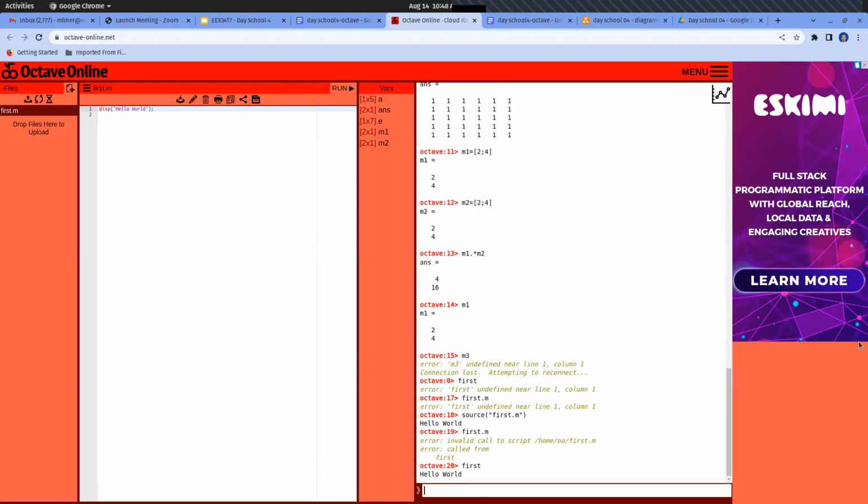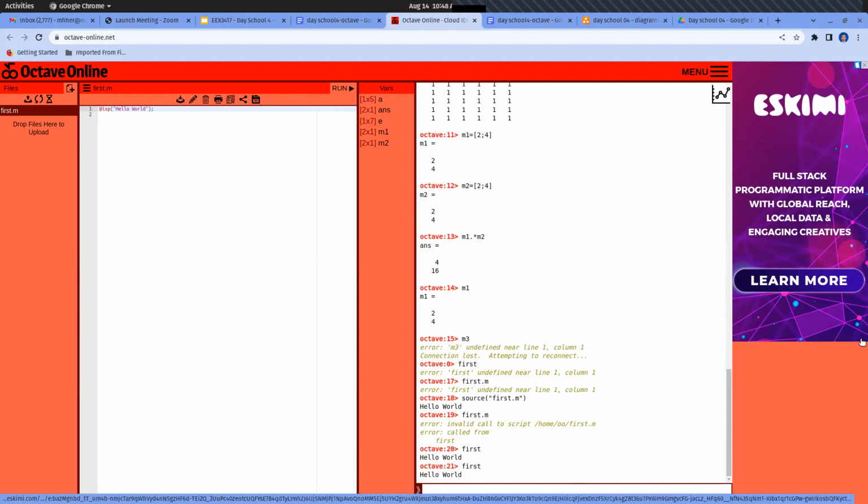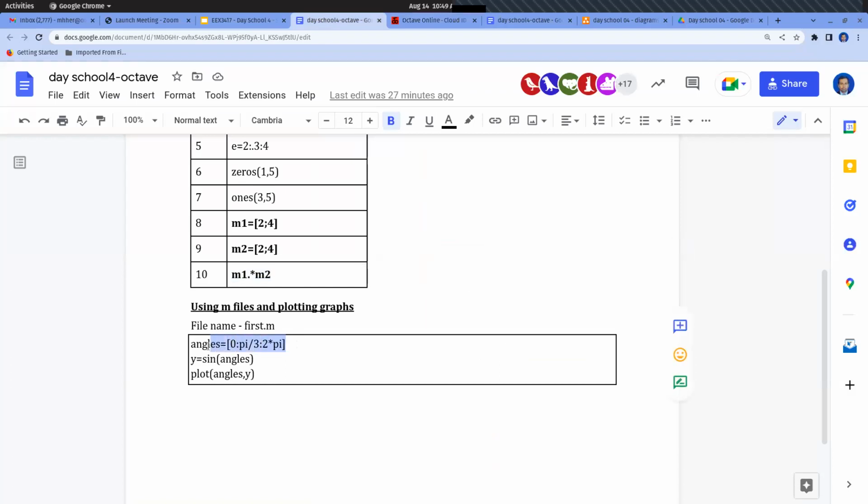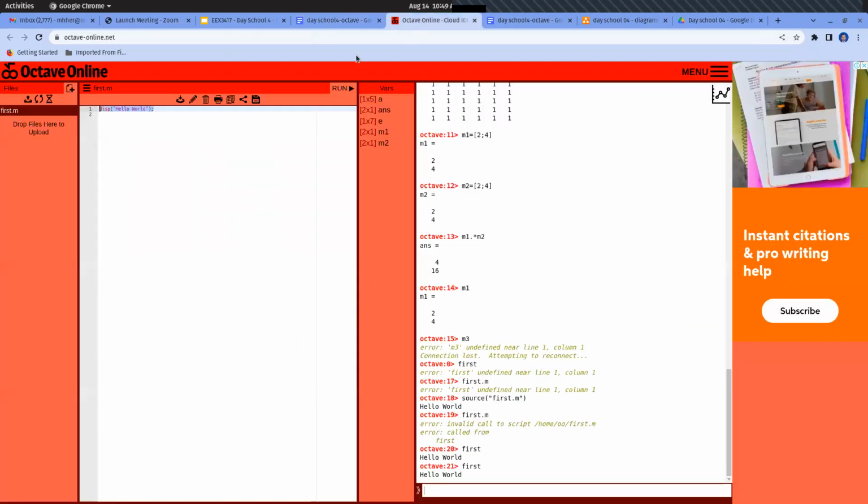Then when you type the file name here, not .m, first, only first. If you write first and enter, it will execute the commands in this file. I will put these commands here. Save.